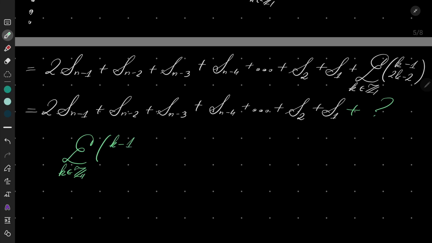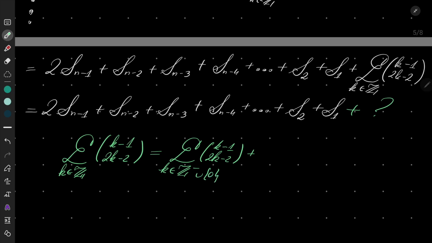k minus 1 choose 2k minus 2. I will split it into 3 different sums. One will be over negative integers. The second one will include integers, negative integers or 0. The third will be for k equals 1. For k equals 1, we have 0 choose 0. And then we'll have our sum from 2 to infinity of k minus 1 choose 2k minus 2.